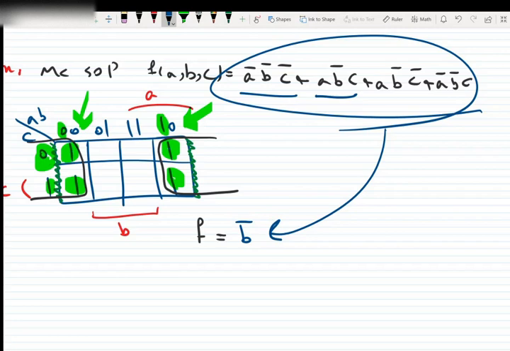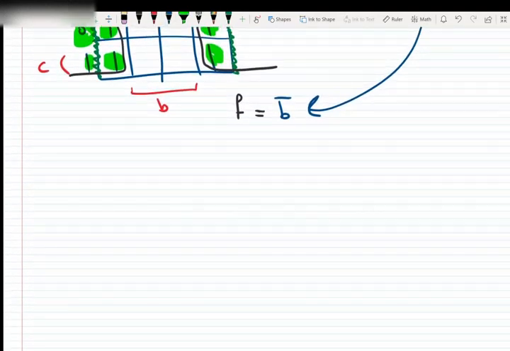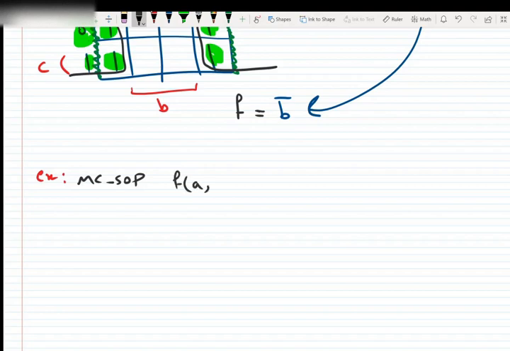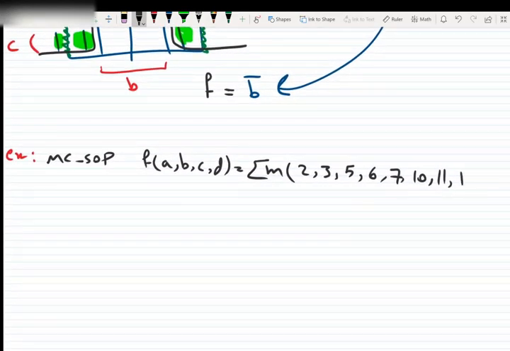Okay, now let's see some examples for functions with four variables. So far, all these functions had three variables. I want to show you some functions with four variables. Find the minimum cost sum of product for the function A, B, C, D, which is sigma of minterms 2, 3, 5, 6, 7, 10, 11, 13, and 14.